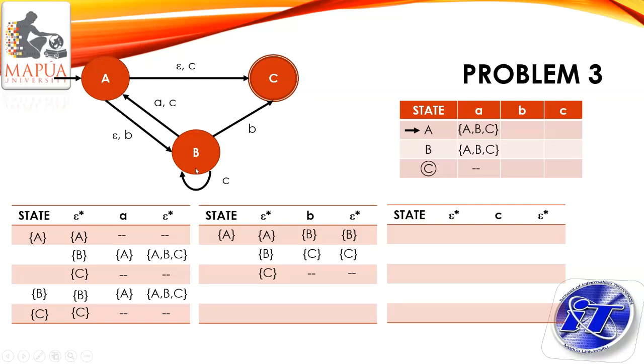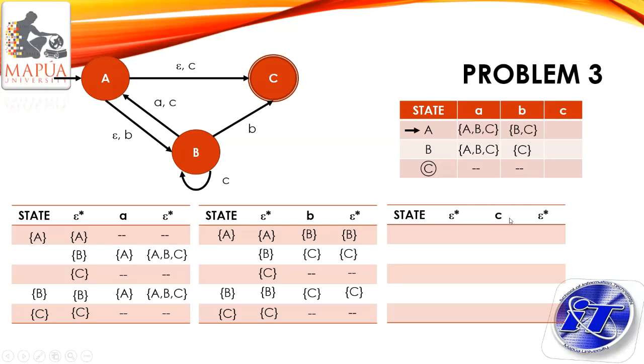Okay, now let's move on with B at B. So B at B, B closure is just B. And if it encounters a small b, it will go to C. And epsilon star of C is just C. And for C, the epsilon closure of C is just C and no path after C. So again, no path for B.